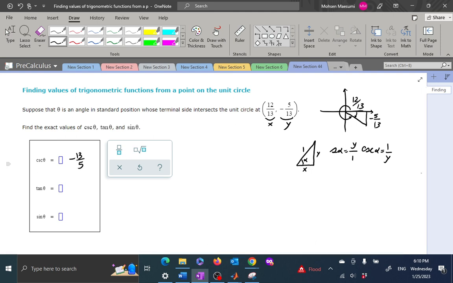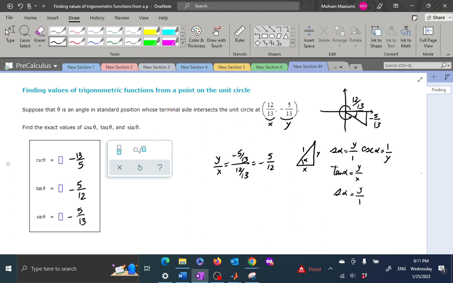Tangent of theta. Tangent, let's just refresh our memory. How would we have written this thing perhaps in a prior class? We would have said opposite over adjacent. So y over x in this case would have been -5/13 over 12/13, and the ratio is -5/12. So this is -5/12. And sine of theta would have been, of course, sine of an angle is the ratio of its opposite to hypotenuse. It's just the y. In our case it would have been -5/13.